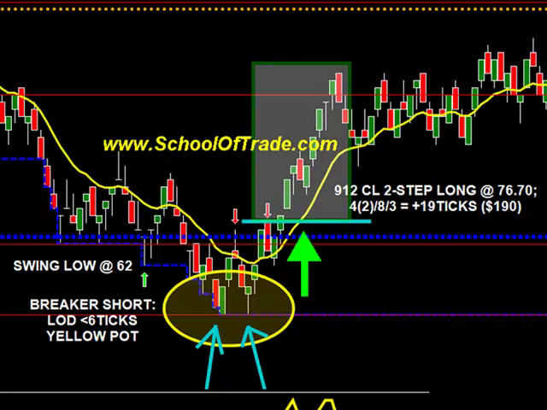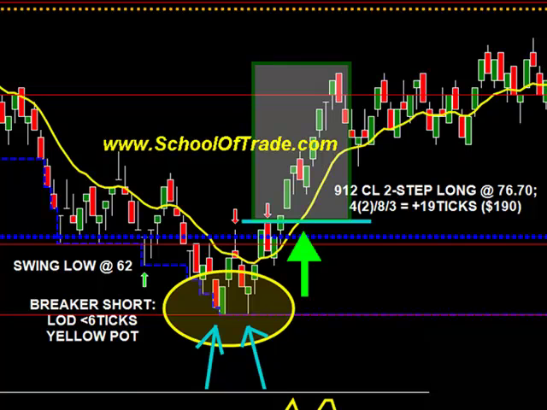One of the best parts about our methodology, guys, is that universal patterns work on any market. Anytime we have a breaker short, I can always be looking for a two-step long. So almost every move will end up showing me two potential trade patterns. The breaker short was disqualified because we didn't have the green pace of tape. I looked for the swing high, and then of course the break of that swing high above the breaker long for a potential two-step long entry.